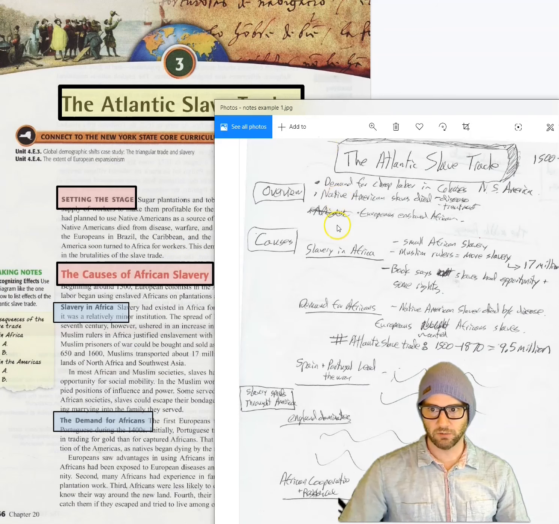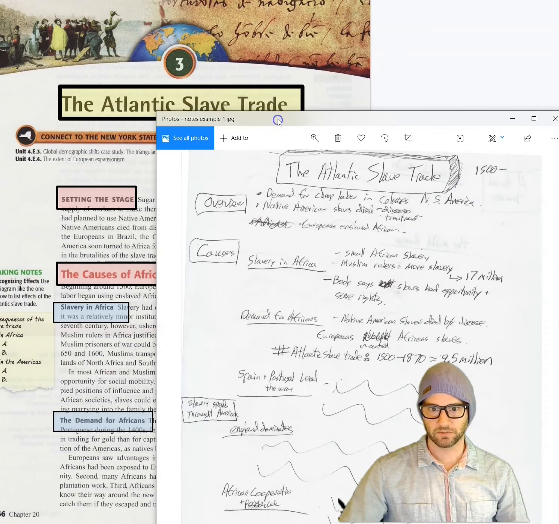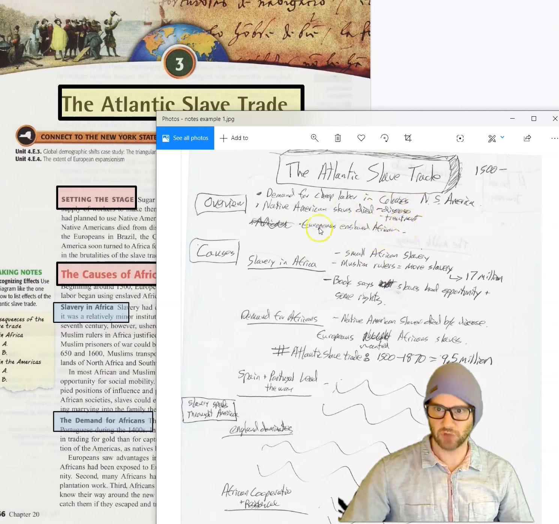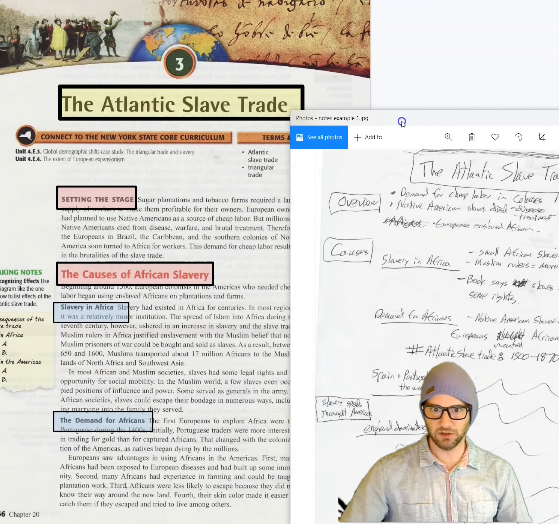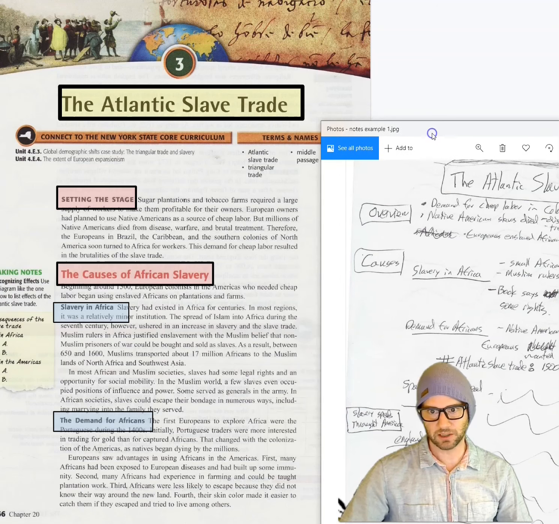Okay, so what I pulled out from that, and you might pull out something different, I pulled out demand for cheap labor in the colonies, North and South America. Native American slaves died due to disease and treatment, and Europeans enslaved Africans. There could be some more information in there, but those are the ones I pulled out, and I feel fine with that. You don't have to get everything. You have to get what you think is important. And if you miss something, that could be fine.